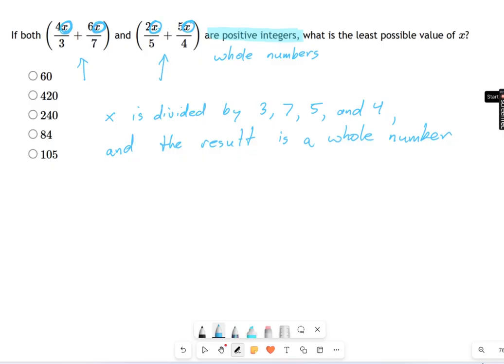What we're dealing with here is, do you remember this? Lowest common multiple. In other words, what's the smallest number that if I divide it by 3 and 7 and 5 and 4, I get a whole number? Well, the easiest way to figure this out is you multiply 3 times 7 times 5 times 4.